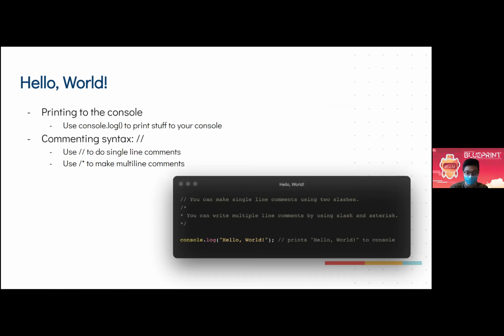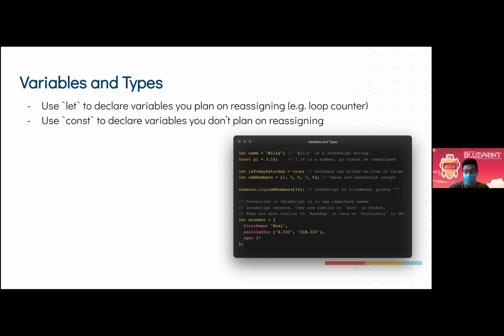In terms of commenting, this is similar to Java, where a double slash is a single line comment, and then a slash and a star is a multi-line comment. In addition, we have different ways to declare variables. You use the keyword let to declare variables that might change throughout the program. So for instance, let is today Saturday is true. We use let because it's not always Saturday, versus const, where we declare constant variables that will never change in their value. So pi, for instance, will always be 3.14, which is why we assign it to be a constant.